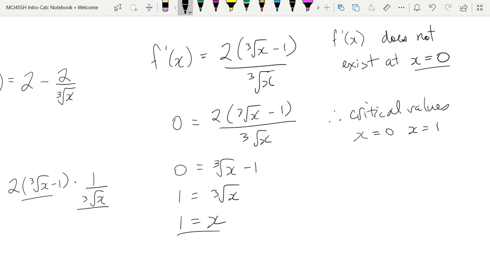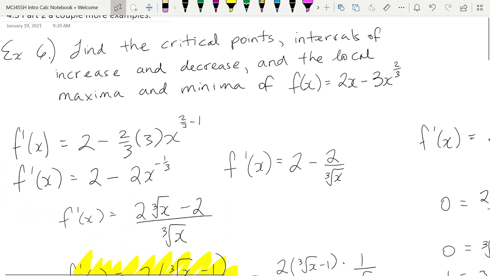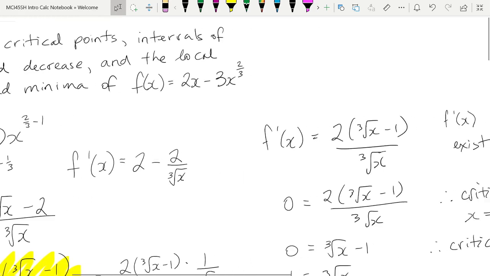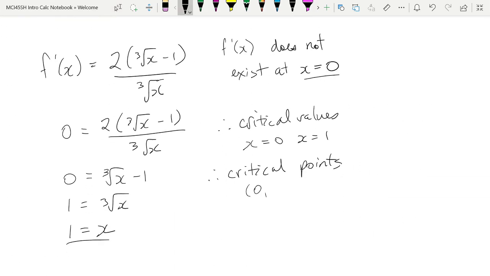And I'll also figure out what those critical points are, because after all, I'm going to want to maybe look at this thing on a graph later. For my critical points, let's see, run the 0 through the original equation. The original equation is way back over here. So x is 0, and then y is 0. So my critical point for x is 0 is 0, 0. And for x is 1, I'd run that, I'd get 2 minus 3. So that's going to be 1, negative 1 are my critical points.